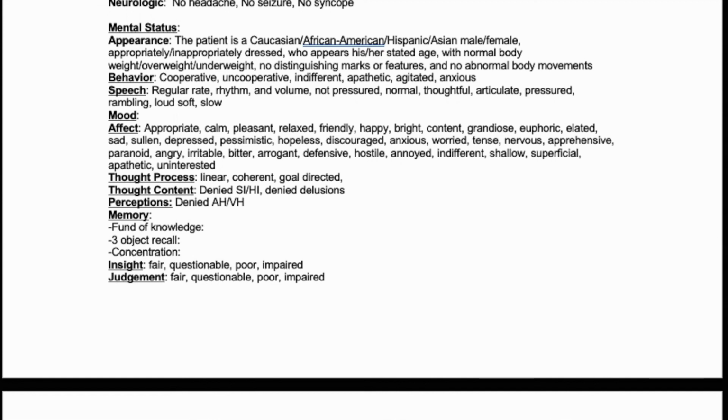Impaired, I use for patients who are severely manic or psychotic to the point where they really don't understand what's going on. With poor, I will use that for like my depressed patients. But again, that's your assessment of how well they understand things, they understand the context of what's going on and the severity of their symptoms and current presentation.